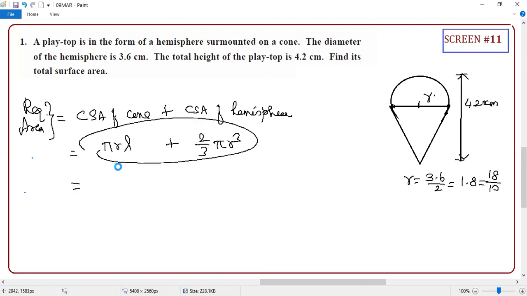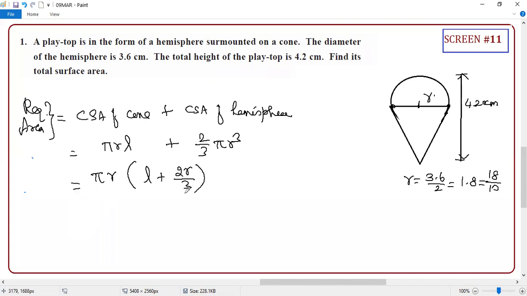Now what can you take commonly out, students? Pi you can take, r you can take. That's all. So pi r times (l plus 2r). Are you ready to substitute? 22 by 7. R is what, students? Radius, 1.8, that is 18 by 10.